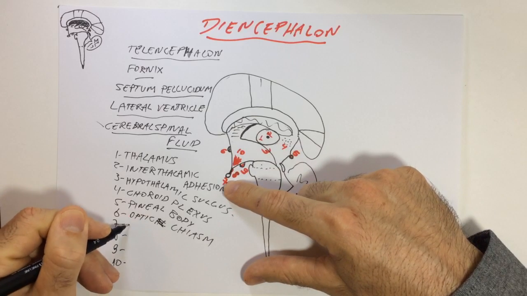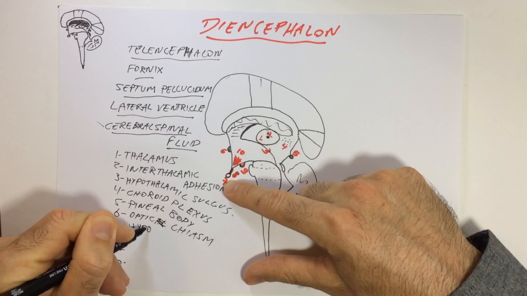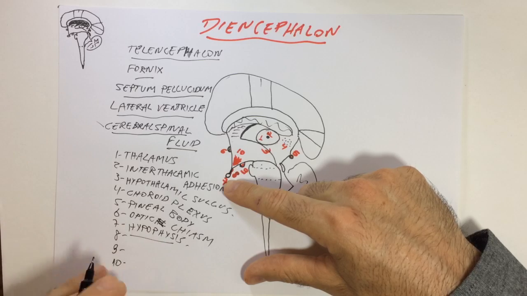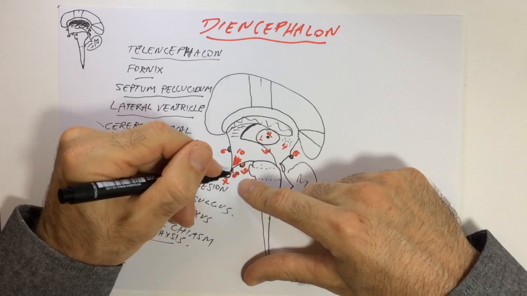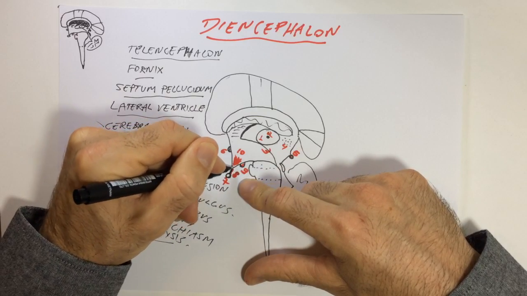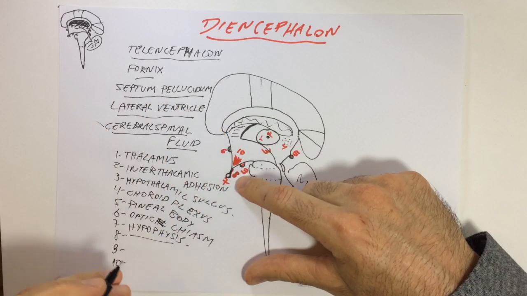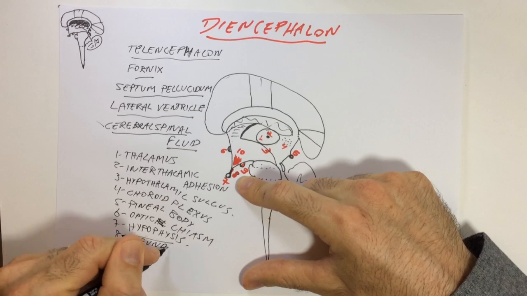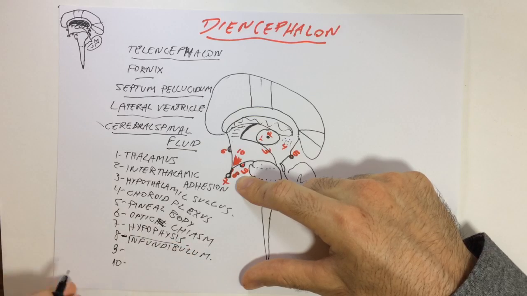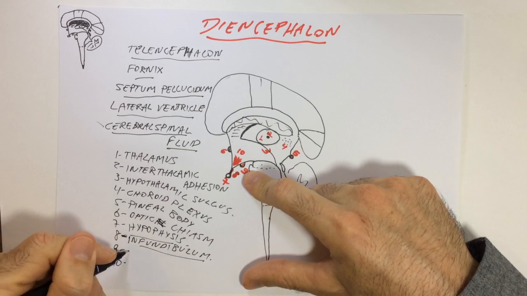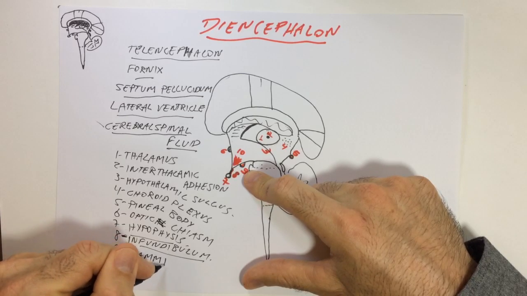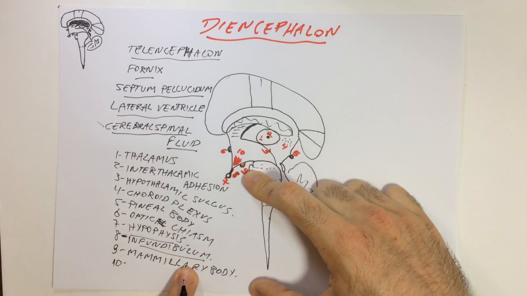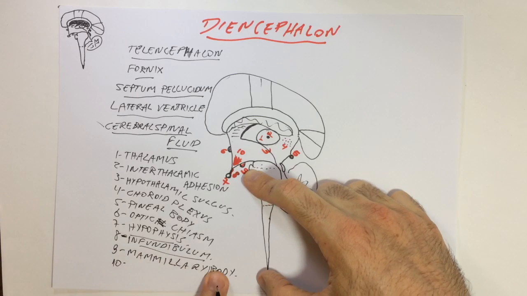All right, 7, that's the hypophysis, like this, hypophysis. 8, there is the structure that connects the hypophysis with the rest of the brain here. It's called infundibulum. So 8, infundibulum. 9, that's the mammillary body, mammillary body, separated, mammillary body.